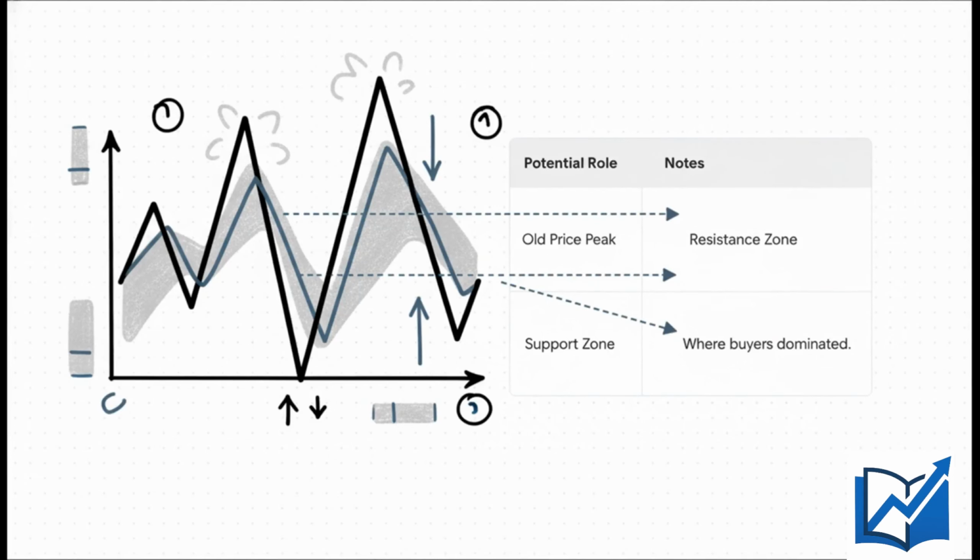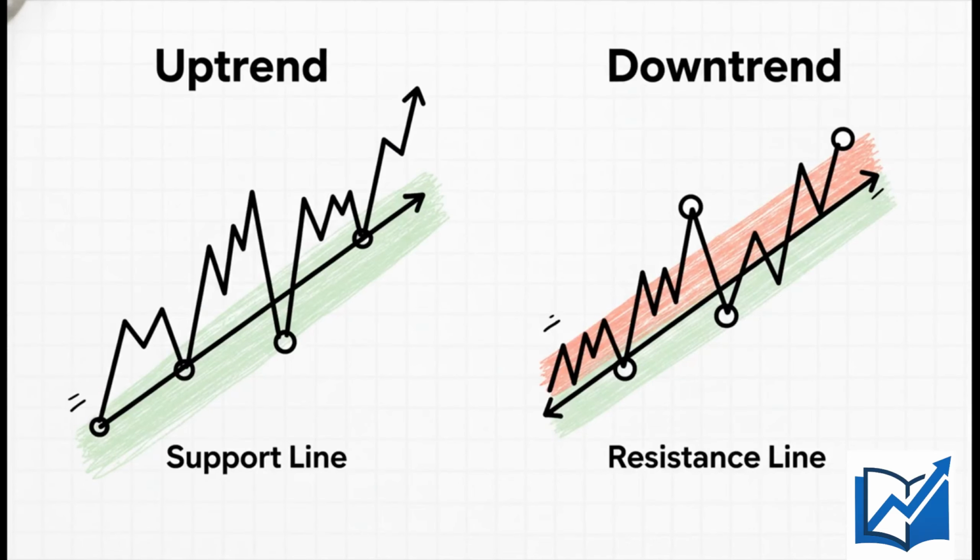The first method is probably the most intuitive one. You just look left on the chart. Seriously, wherever the price made a major U-turn in the past, a big peak or a big valley, that's a natural place to watch for reaction in the future. The market has a long memory. Now, of course, markets don't just move sideways. They trend. And when a market is in an uptrend, you can literally connect the dots between the rising lows to create a support trend line. In a downtrend, you do the opposite. Connect the falling highs to create a resistance trend line.